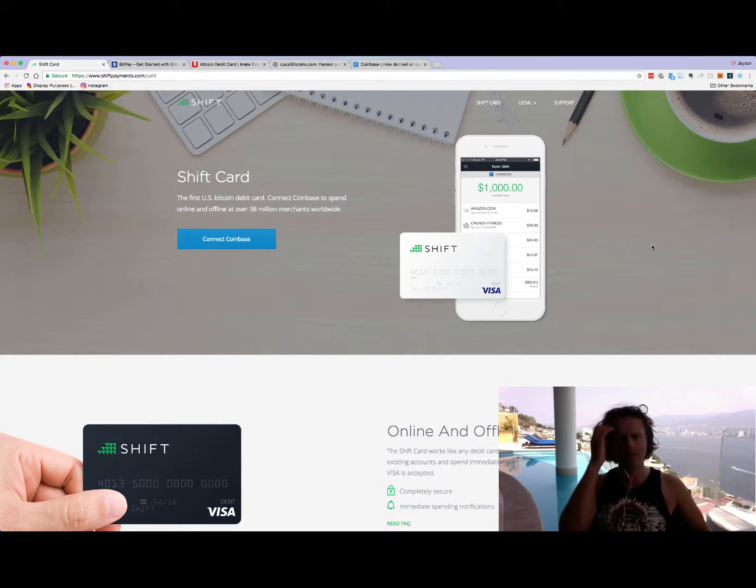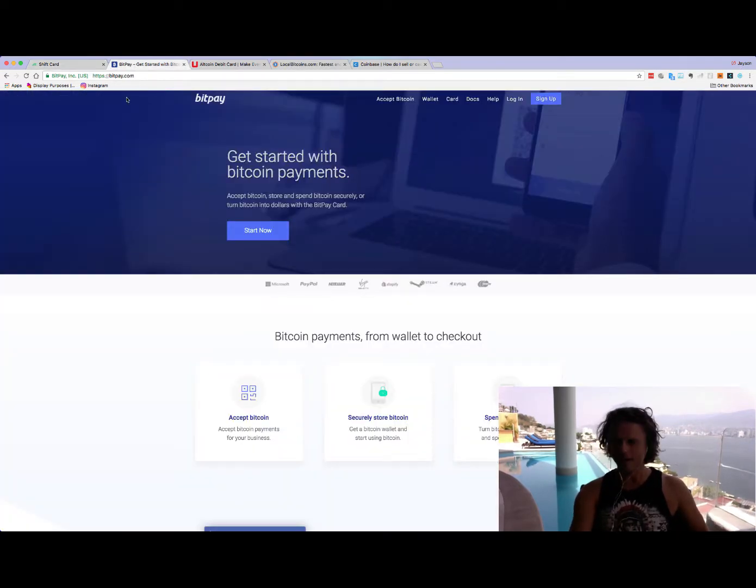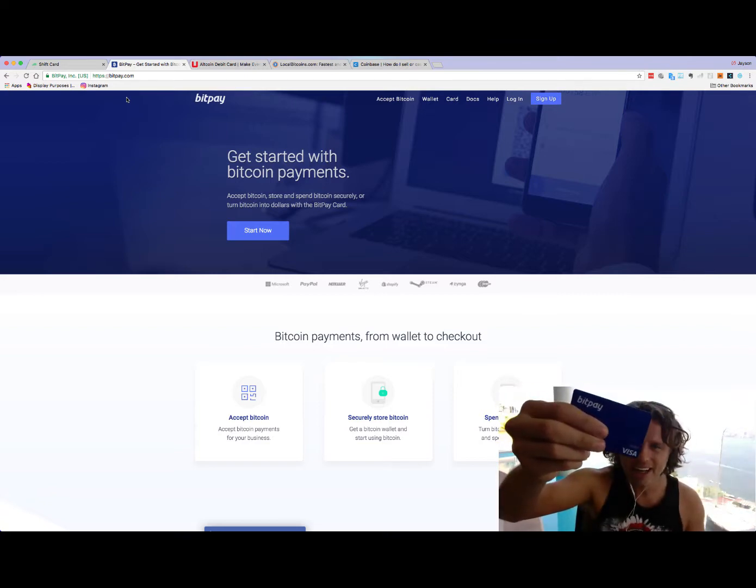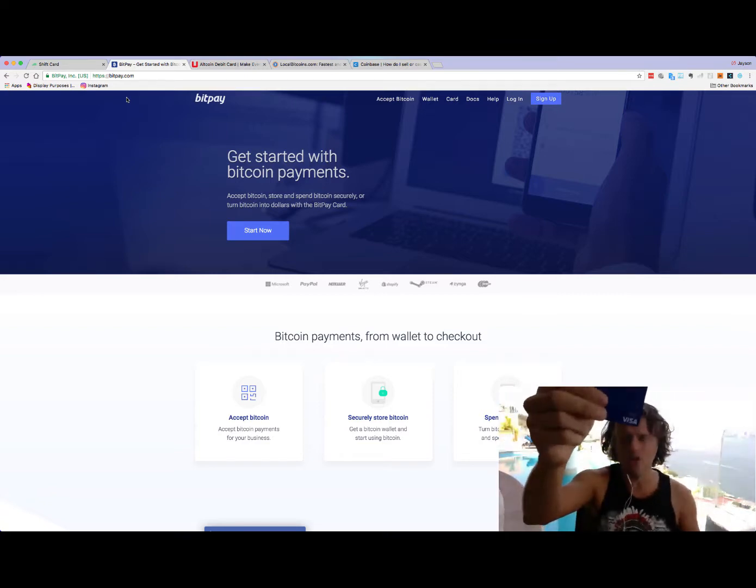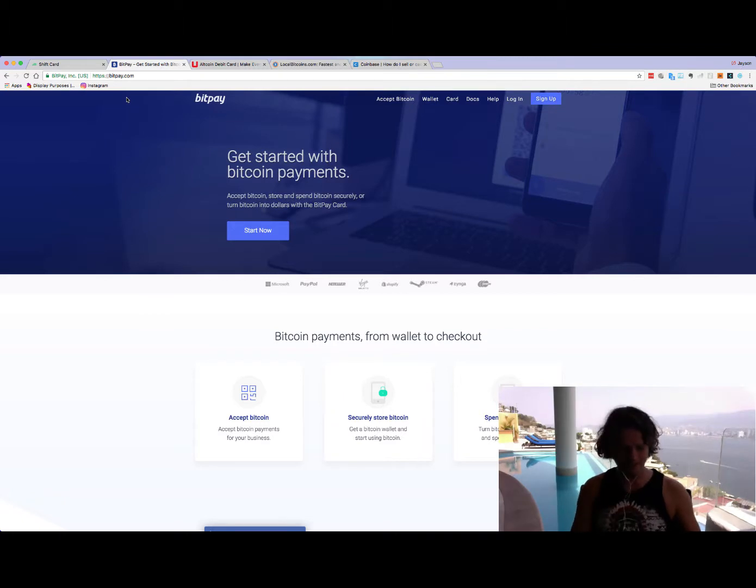So it's a real simple interface. You sign up. I don't know if there's a fee for the Shift card, because I actually have the BitPay card. So this is the Shift card. I have the BitPay card, and I'll just kind of show you what that looks like here. So this is the BitPay. As you can see, it's a Visa card. It's something that I can use wherever I want, and I use it quite a bit.